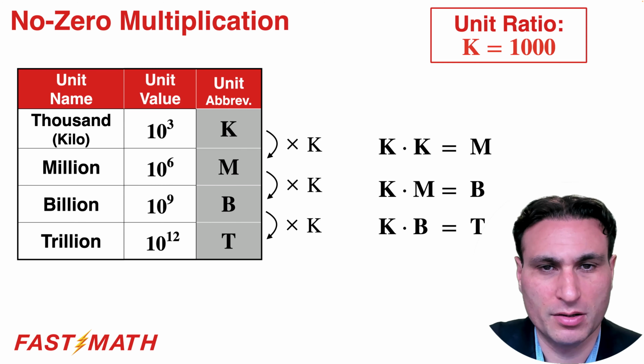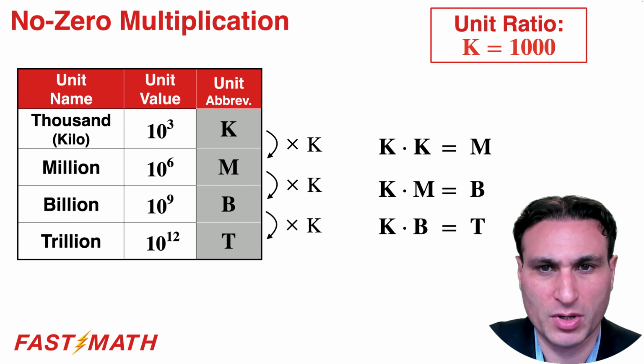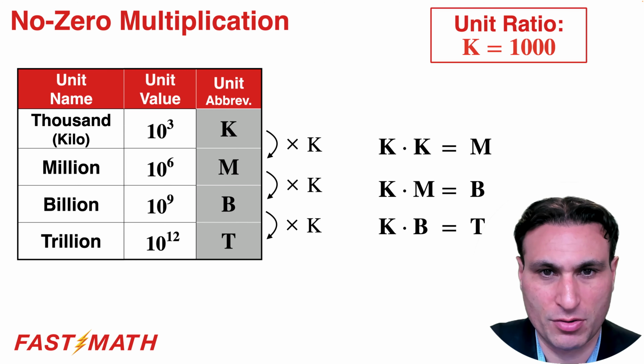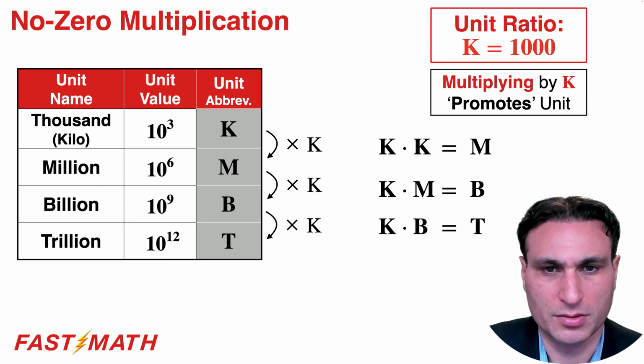To summarize, the main ideas are that first, K is the abbreviation for 1,000 or 10 to the third, so get used to seeing K in fast math resources. Next, multiplying a unit by 1,000 or K or 10 to the third gives you the next larger unit, which I call promoting the unit. So just learn the sequence of units, K, M, B, T, 1,000, million, billion, trillion.